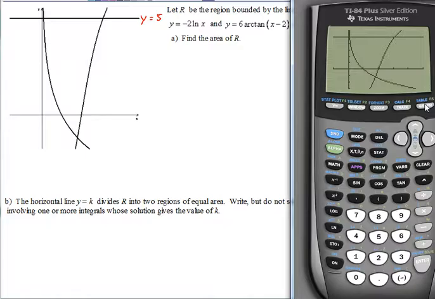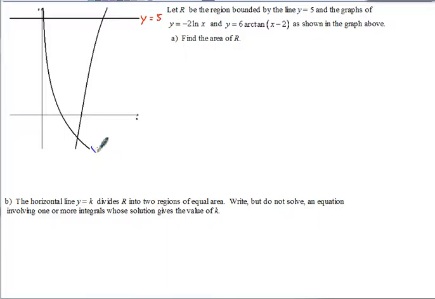And you can see it graphed it in the order that we typed them in. So graph the horizontal line y equals 5 first. Then the second one we put in was negative 2 natural log of x. So that's this one. And then the third one we put in was 6 arctangent of x minus 2. So that's this one.